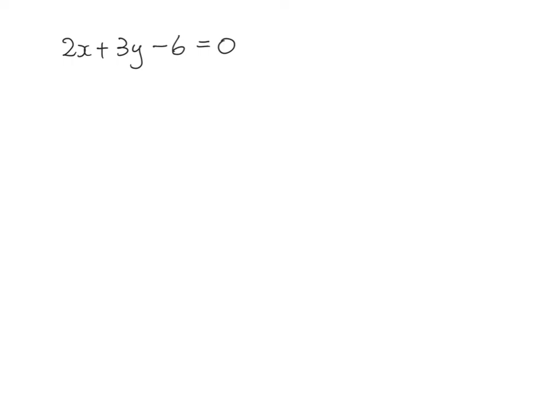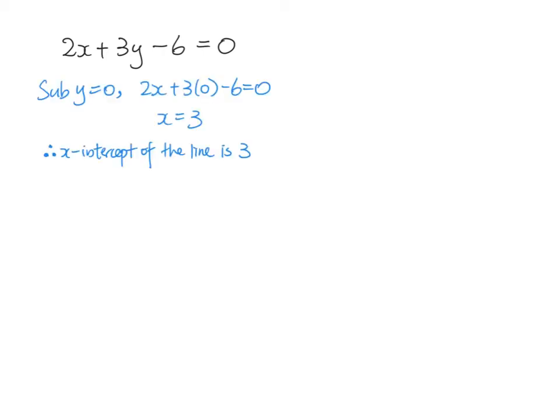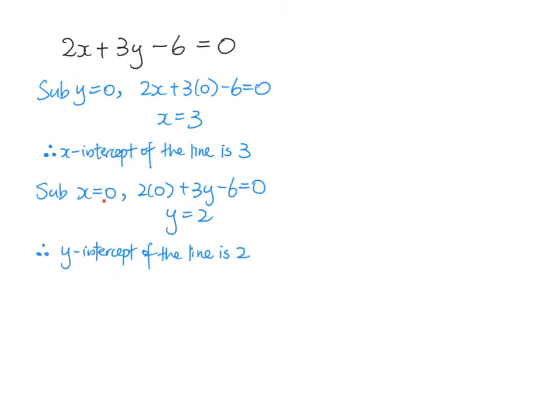So let's say I have, in general form, an equation of a straight line, okay? And I want to find the x-intercept and the y-intercept. So for the x-intercept, I substitute y equals 0, and I get that the x-intercept is 3. Likewise, when I put x equals 0 and find y, then you can find that the y-intercept of the line is 2.